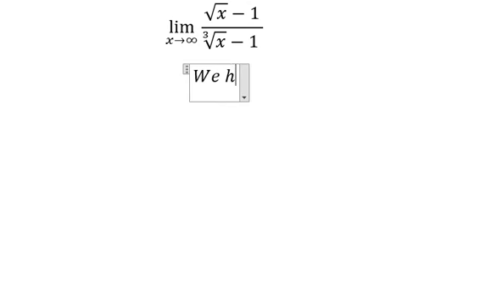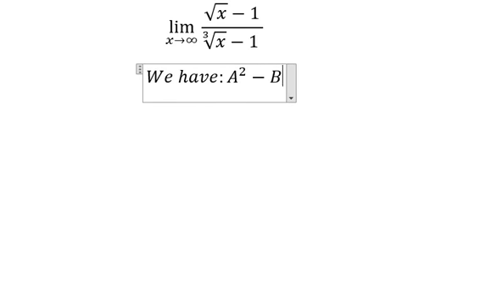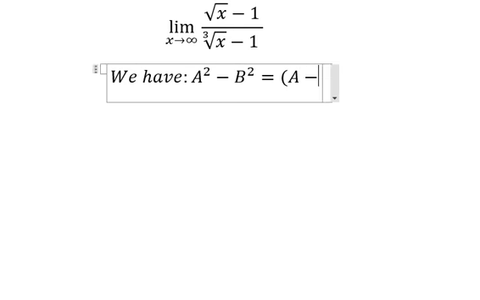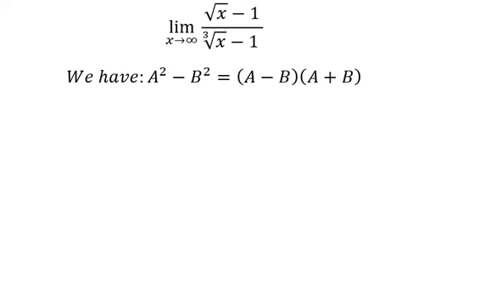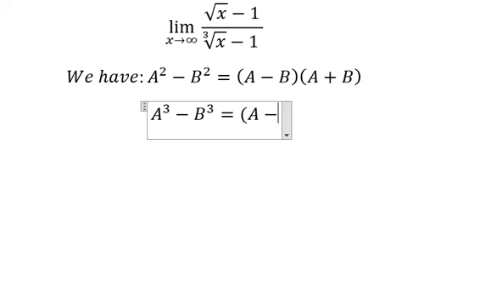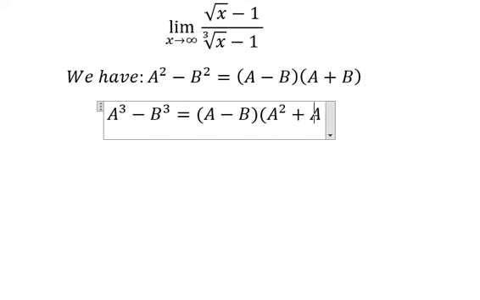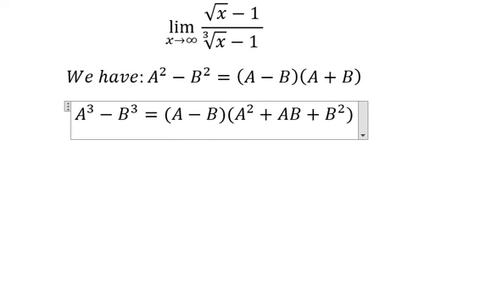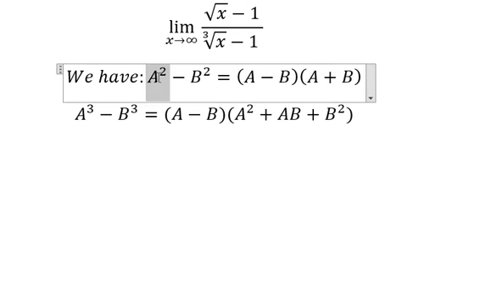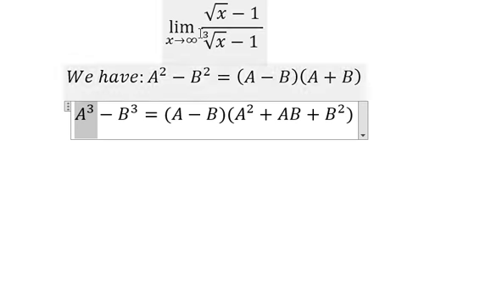So we have a² − b² = (a − b)(a + b). Next we have a³ − b³ = (a − b)(a² + ab + b²). Because I want to cancel the root, we need to use the power 2 and the power 3 in here.